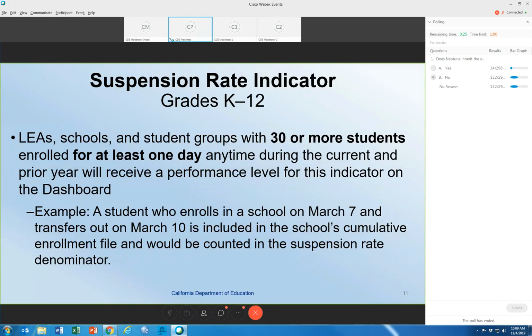As a review, the suspension rate indicator applies to all grades K through 12 and all LEA schools and student groups with 30 or more students enrolled for at least 1 day, anytime during the current and prior year, will be receiving a performance level for this indicator on the dashboard. For example, a student who enrolls in a school on March 7th and then transfers out on March 10th will be included in your school's cumulative enrollment file and would be counted as part of the suspension rate denominator.